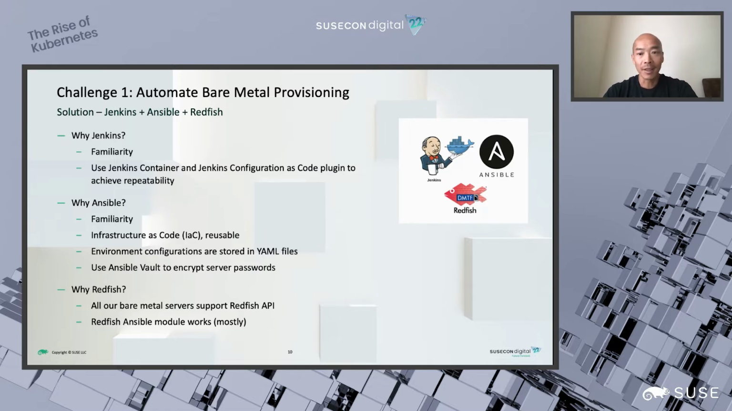Right, Redfish. Well, that's the easy one, because all our bare metal servers in our lab support the Redfish API. And the Ansible Redfish module mostly works for us. Although we did find in some instances there was some incompatibility between the Ansible Redfish module and some of our HP DL360 servers in our lab. Apparently the HP DL360's implementation is slightly different from the rest of the outside world's Redfish implementation. But we managed to work around that just by using the Redfish API directly from the shell module. Basically, use the curl command to call those APIs.